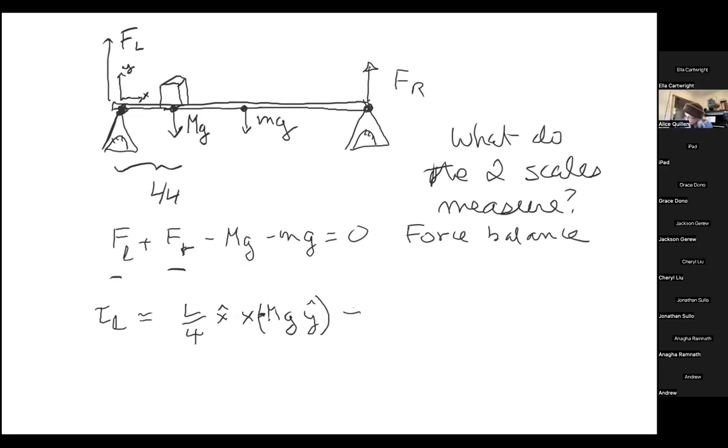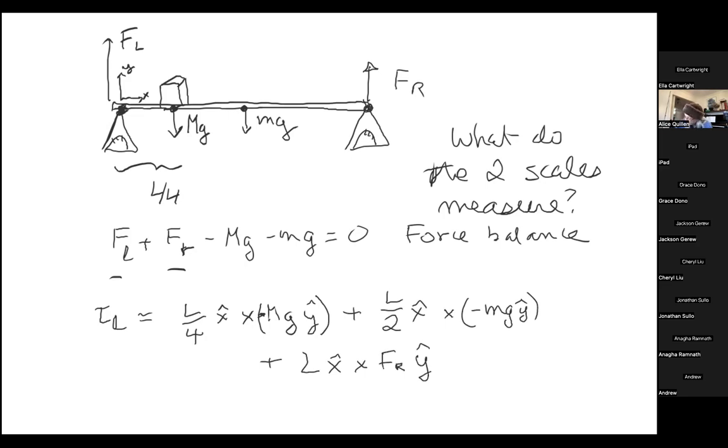And now we do the same thing for the gravity onto the beam itself. So we have L over 2 x hat cross minus mg y hat. And that's the part from gravity onto the beam. And then the last piece is the torque from the scale that's pushing upward on the beam. And that will be L x hat cross FR. And which direction is FR? It's in the plus y hat direction.